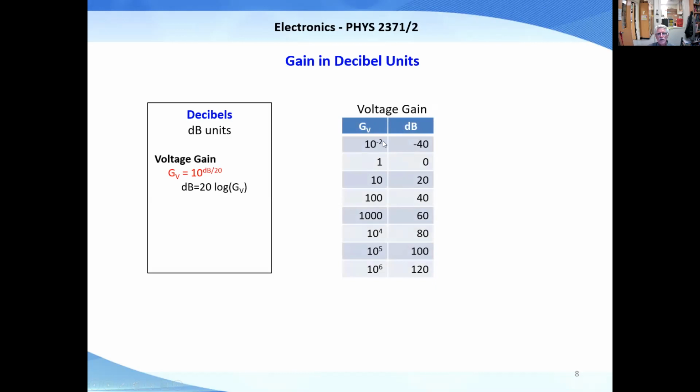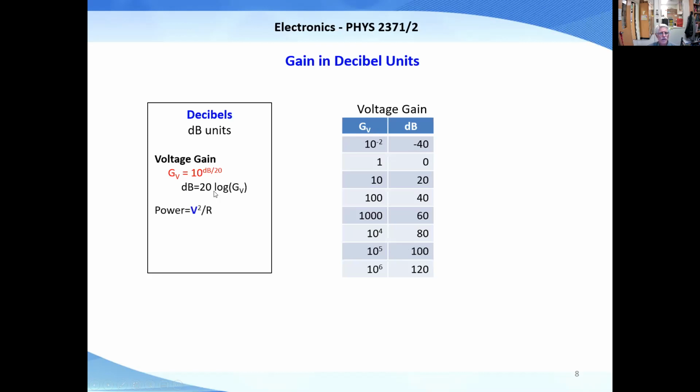So when you talk about a voltage gain of 1, that's 0 dB. If you talk about a voltage gain of 1,000, that's 60 dB. So for every order of magnitude, every power of 10, you go up 20 in the dB value. Okay, looks a little bit like sound. The threshold of sound is about 0 dB, and threshold of pain is about 100 dB.